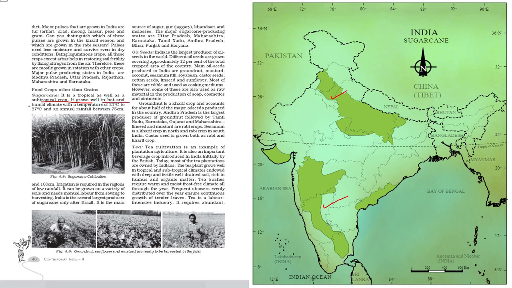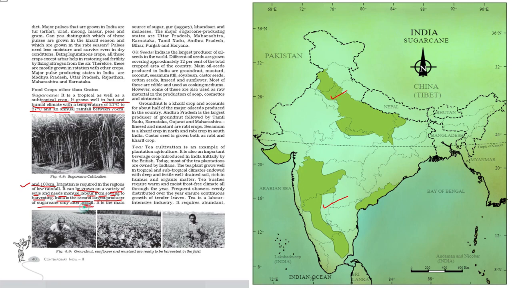Hot and humid climate. Temperature should be 21 to 27 degrees Celsius and annual rainfall should be 75 centimeters to 100 centimeters. Irrigation will be required in the region where rainfall is low, and it can be grown on a variety of soil and needs manual labor for sowing to harvesting. India is the second largest producer of sugarcane only after Brazil.